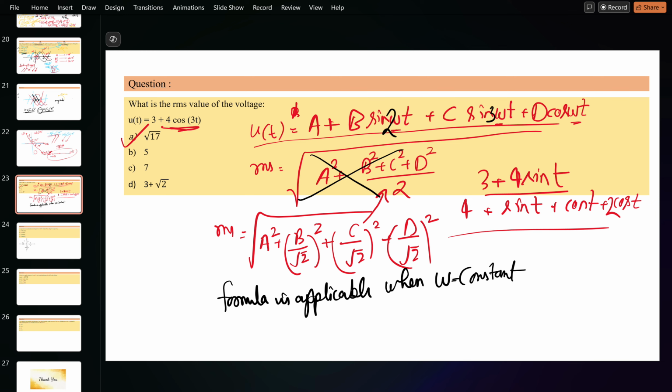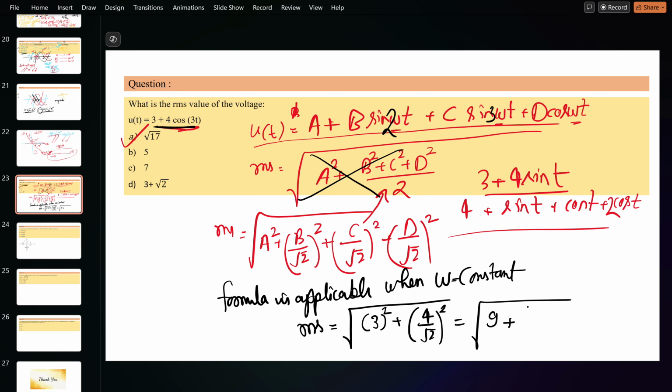But if you see in the question, it is already saying there is one frequency and one DC component. So the RMS value will be coming like this: RMS will be the square root of 3 squared plus (4 by root 2) squared. It will be equal to 3 squared is 9, plus 4 squared is 16, by 2. It will come out to be root 17. Any doubt?